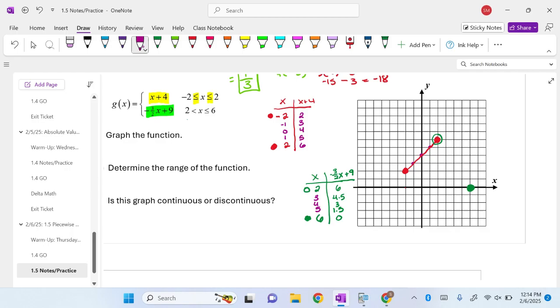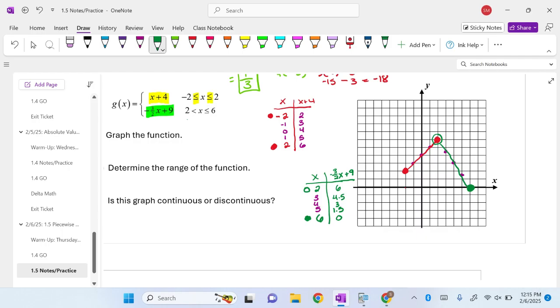So we have 3, 4.5, so about right here. 4, 3, so right here. And then 5, 1.5, so about right here. And then I'm going to draw my line.